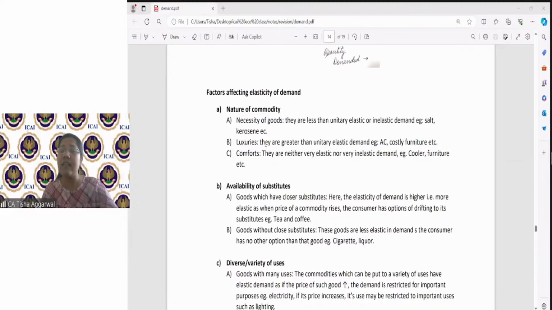The necessity goods are something which have unitary elastic or inelastic demand, because despite the change in price, the quantity will not get affected. First thing. Second is the luxuries.